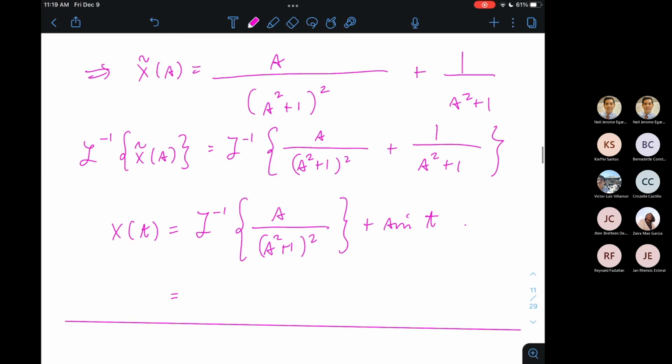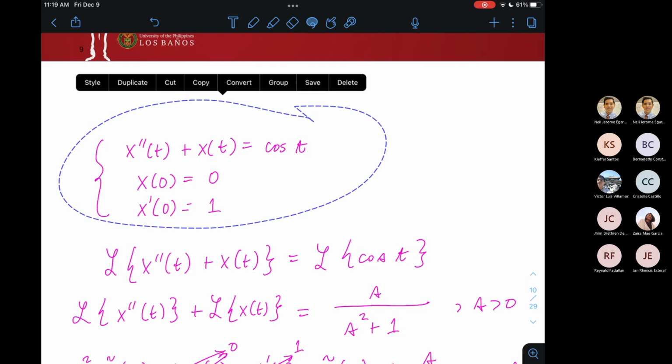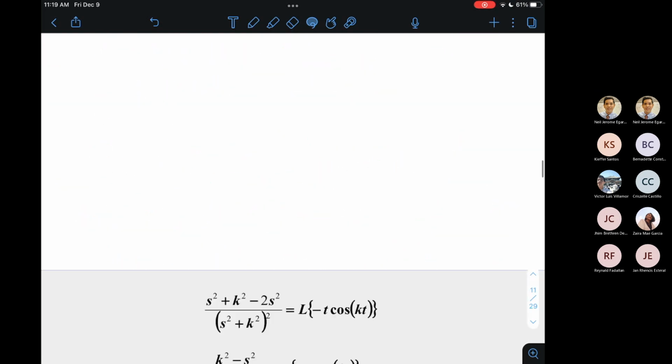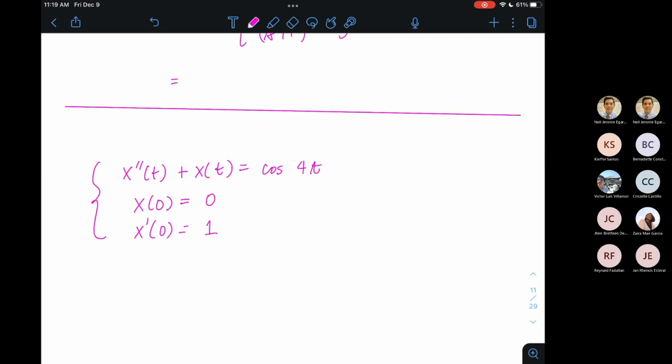Pero anyway, dahil magta-time na rin naman at ito pa rin yung gagawin natin next meeting, section 4.7, all right? So try to do this. Same problem pero mali kasing right-hand side ko. Ang talagang problem dapat ay, sorry about that. Quite embarrassing, but anyway. Dapat ito ay cosine ng 4t. Okay, para hindi repeated factor yung nasa ilalim.